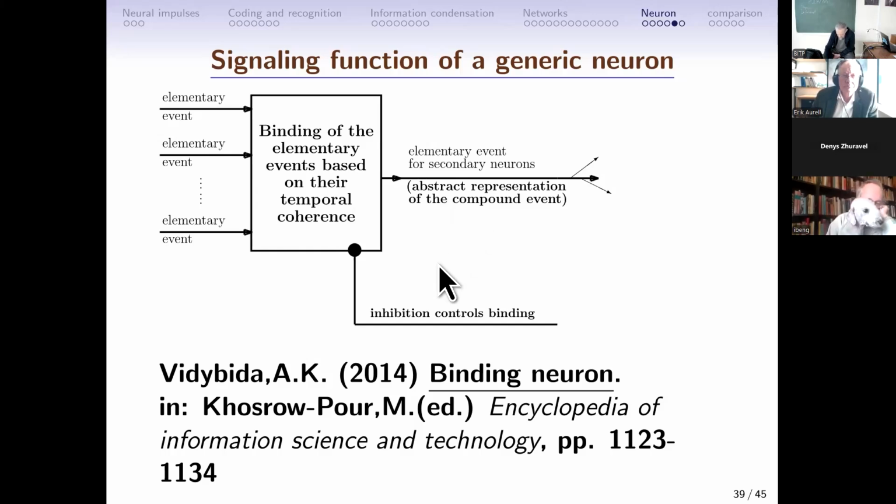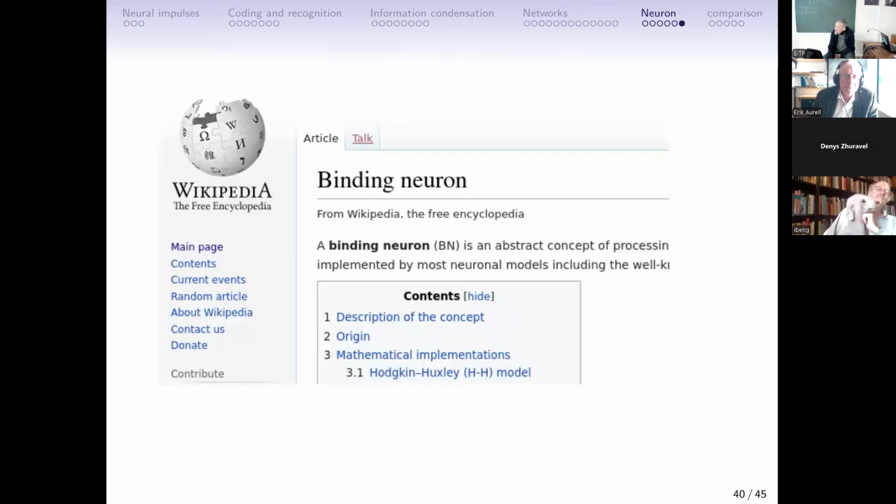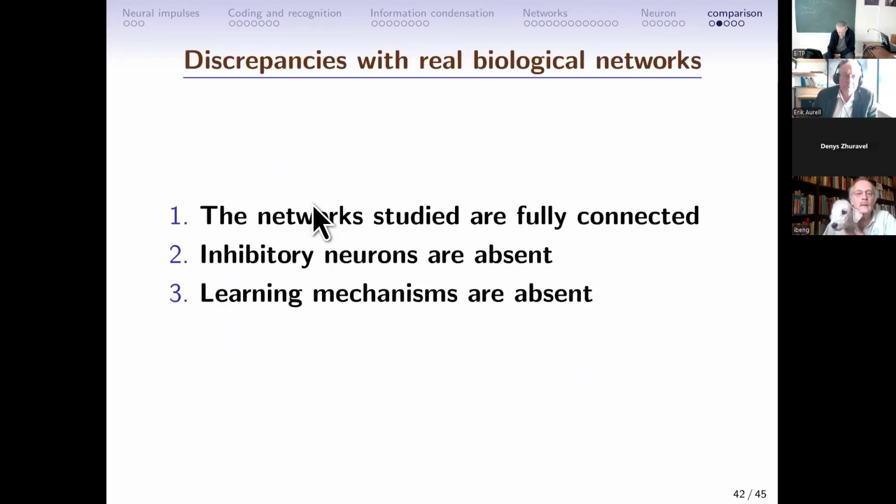So it seems that I have no time to speak about the inhibition. Those interested are invited to look through this article in the Wikipedia, and some concluding remarks.